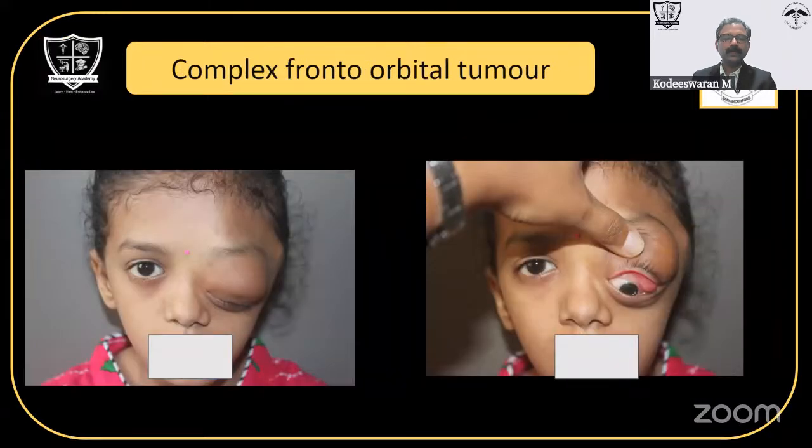This is a young girl who had a very complex frontoorbital tumor. It was a neurofibroma which had been operated multiple times, and the tumor kept recurring again and again. So Dr. Preeti and I operated on this case. It was a very complex frontoorbital tumor. We operated on her almost 4-5 years back.